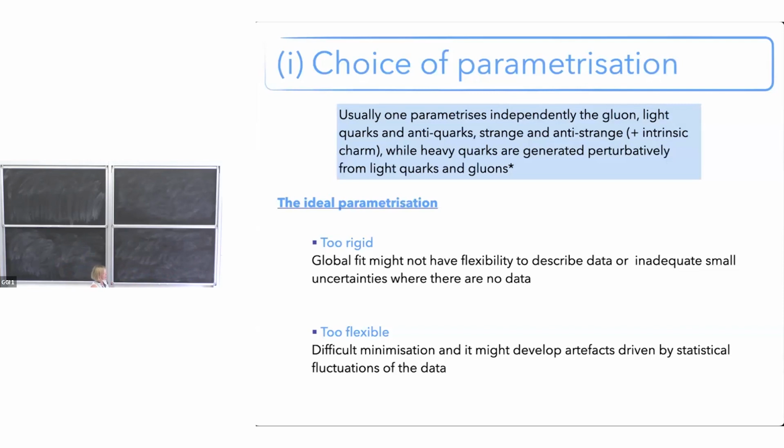And the ideal parameterization doesn't have to be too rigid, because the global fit might not have the flexibility to describe the data or might have inadequately small uncertainties where there are no data.